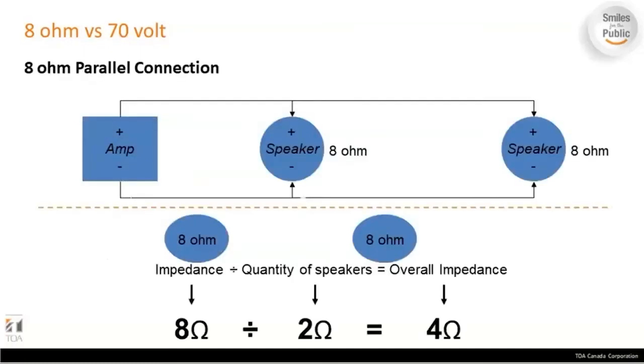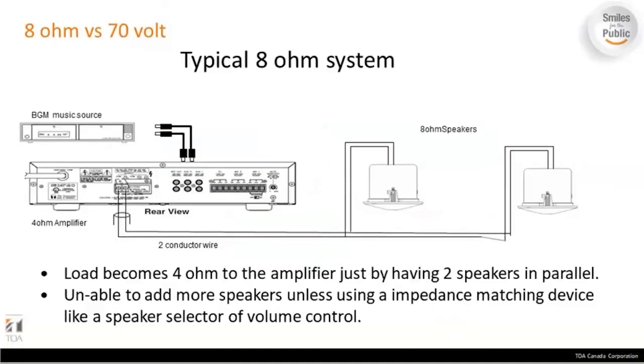Now, 8 ohm versus 70 volt. 8 ohm parallel connection, right? When you have an amplifier and 2 speakers, each having 8 ohms, and you connect the 2 8 ohms in parallel, it's going to be 8 ohms divided by 2, so you're going to get 4 ohms. You have to make sure, either in series or in parallel, that you match the impedance for the output channel of the amplifier. The load becomes 4 ohms to the amplifier just by having 2 speakers in parallel. You're unable to add more speakers unless using an impedance matching device like a speaker selector or a volume control.